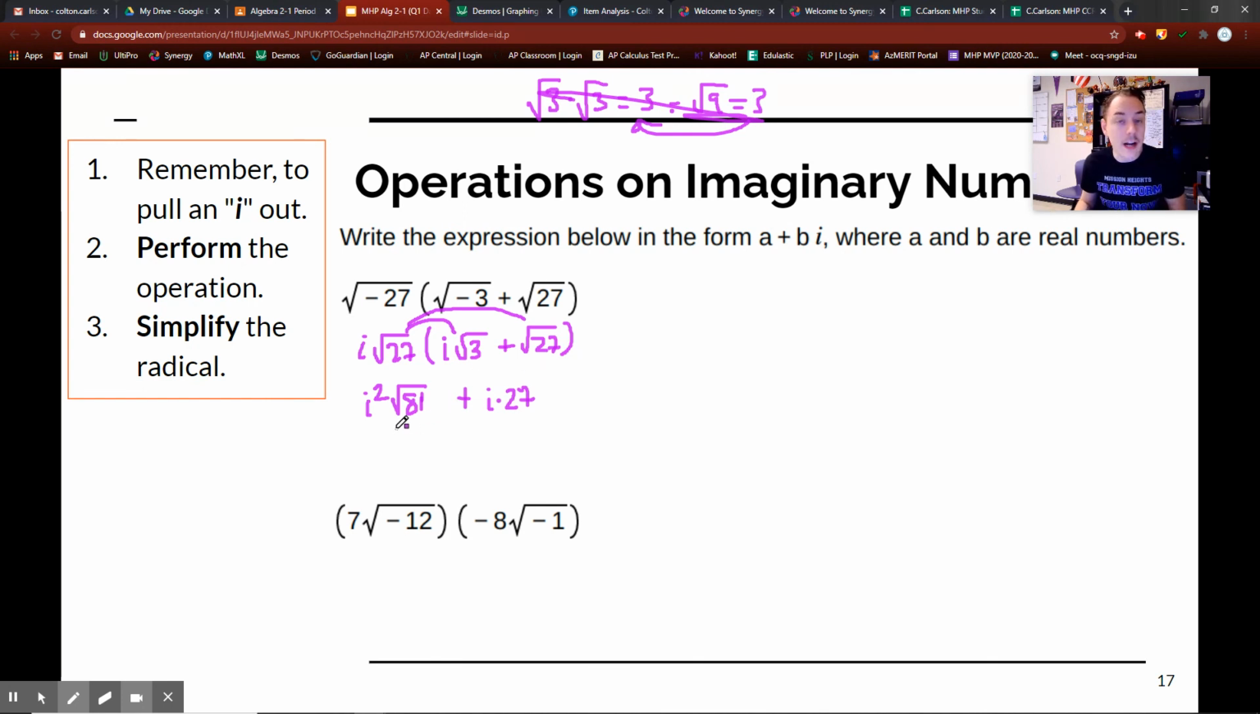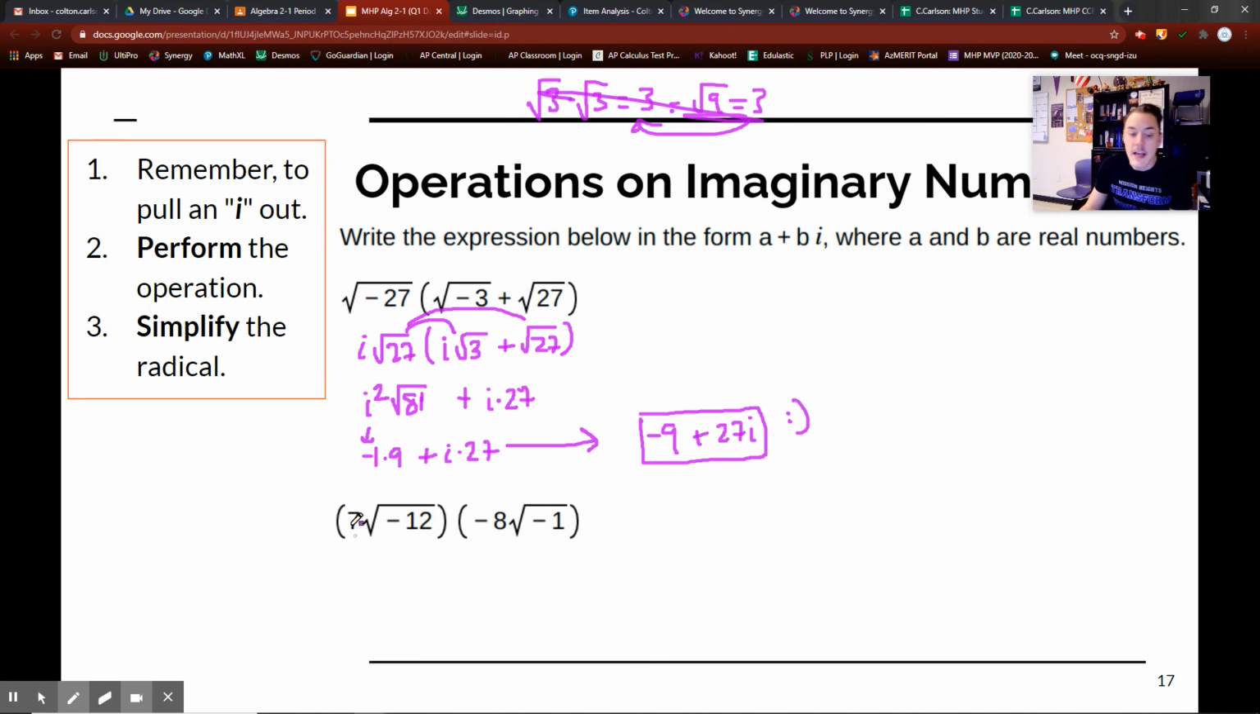So make sure you know that. That helps you. Radical 81 is awesome because it's just 9, and then this becomes a -1. So that's -1 times 9, and then plus i times 27. And of course, my final answer, put all together, is -9 plus 27i. That is my final answer. Boom.